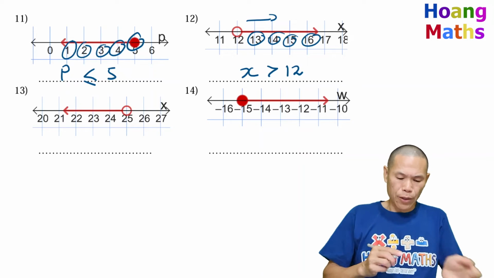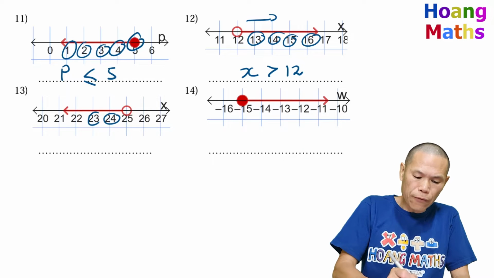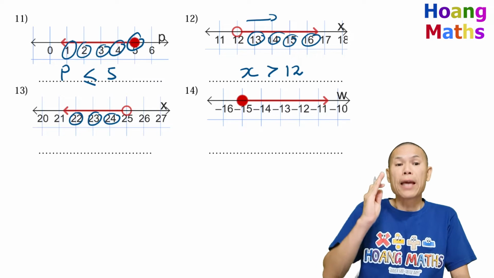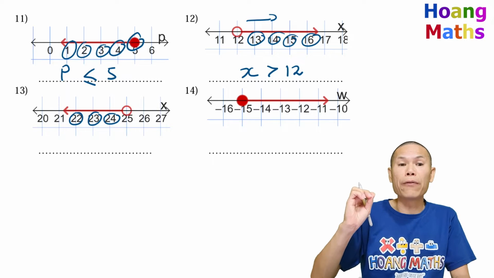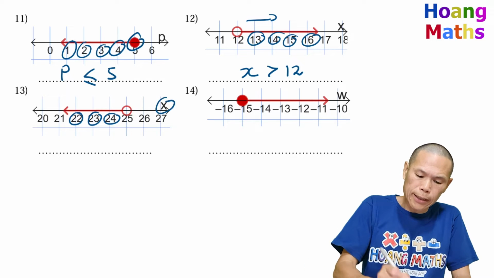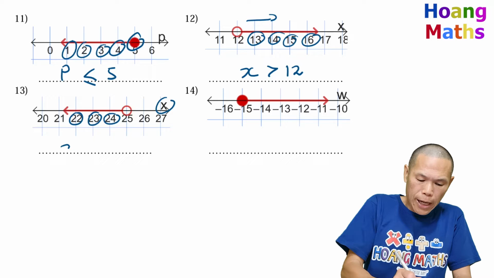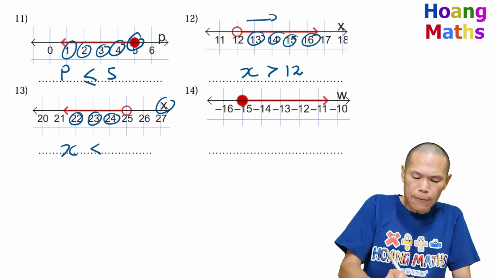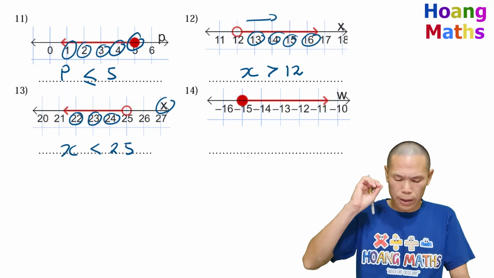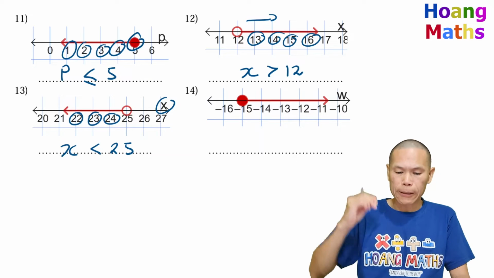Number 13, 24, 23, 22, and so on. So these numbers are less than 25 and the circle is empty. So therefore, x is the number. So x is less than 25. And that's it because its circle is empty.